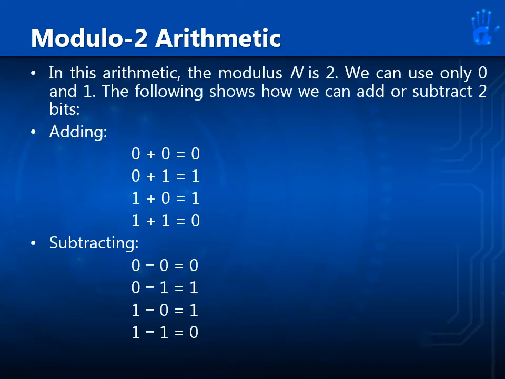Modulo 2 arithmetic. In this arithmetic, the modulus n is 2. We can only use 0 and 1. The following shows how we can add or subtract 2 bits. For adding, we can see 0 plus 0 equals 0, 0 plus 1 equals 1, 1 plus 0 equals 1. And this is the last. The last one does not follow a base 10 decimal system arithmetic. It goes 1 plus 1 equals 0.